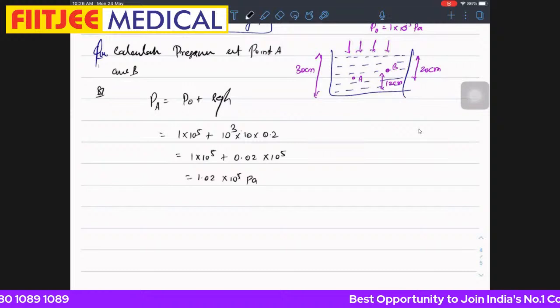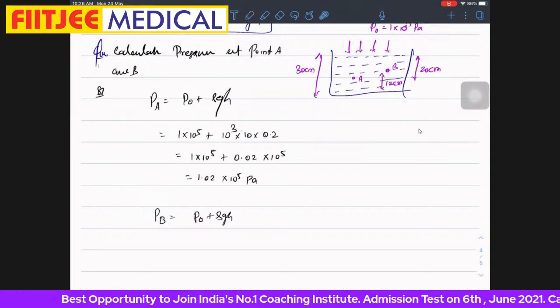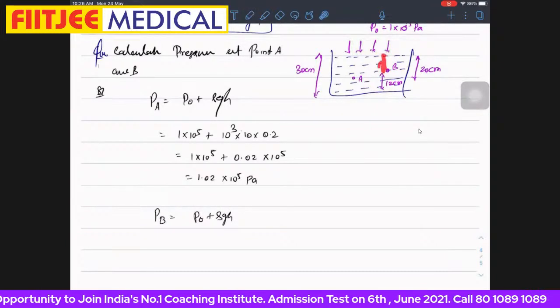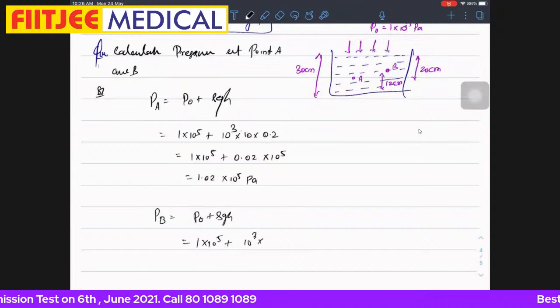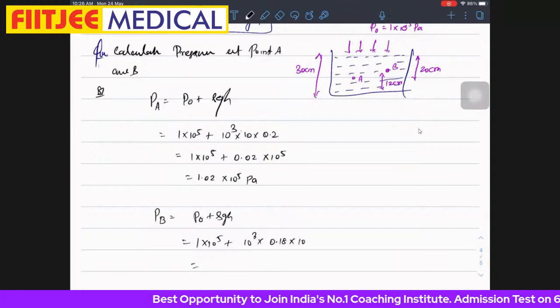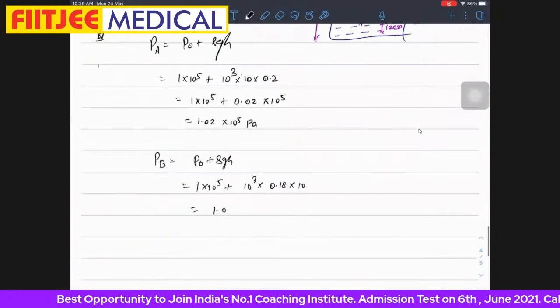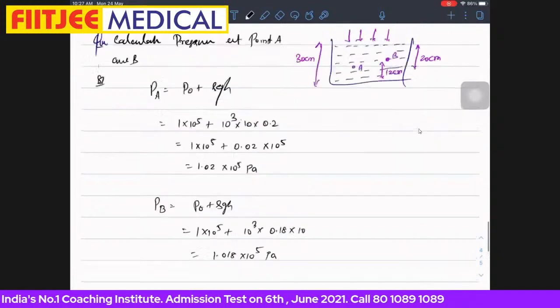If I want to write pressure at point B, what it will be? P naught plus rho gh. But remember, always the distance will be from the free surface, from the top surface. So how much? 1 into 10 to the power 5 plus 10 to the power 3. From the top, the distance will become 0.18 and g value is 10. So we'll get 1.018 into 10 to the power 5 Pascal.